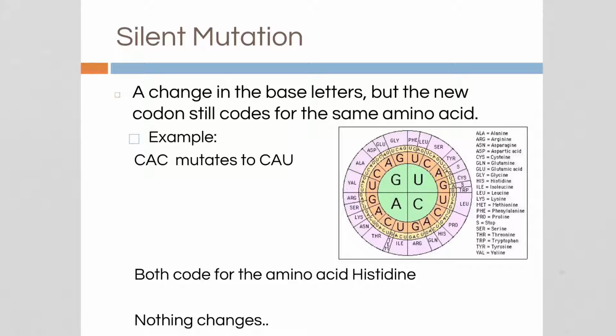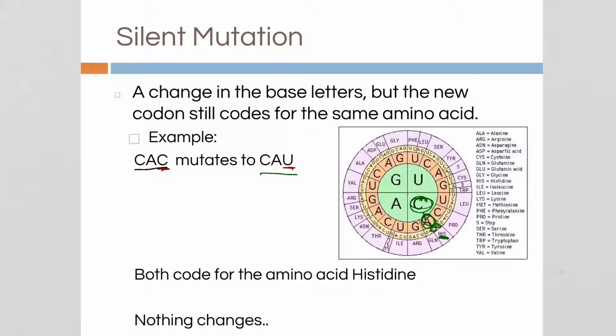Let me give you an example of this, and I've done this in RNA. CAC could be a 3-letter codon. Let's say that last letter, that C, mutates to a U. So we have a change in a single base letter. Well, if we look at our wheel, let's figure out what both of these make. So CAC gives us histidine. Now let's see what the mutated version, CAU, gives us.